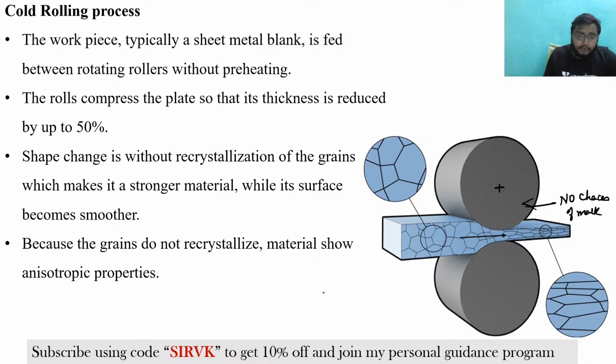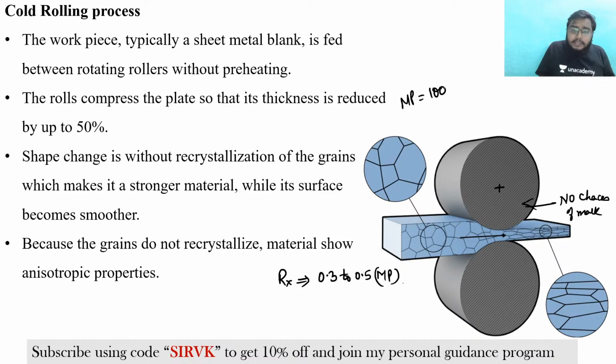I have told you the recrystallization temperature would be 0.3 to 0.5 of the melting point of the material. Right or wrong? So suppose the melting point of a material is 1000 Kelvin, then what will the recrystallization temperature be? Suppose it is an alloy. For that alloy, the recrystallization temperature would be 500 Kelvin.